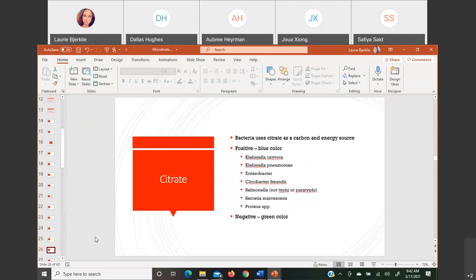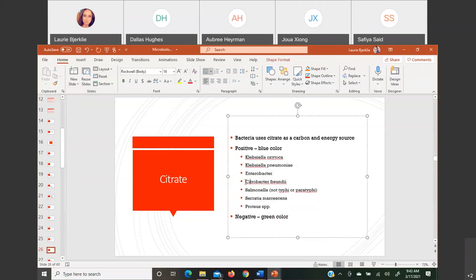And then citrate, which basically tests whether the bacteria will use citrate as a carbon or energy source. Positive will be a blue color, negative will be a green color. It's sometimes really hard to tell the blue from the green in that citrate tube. They look so similar sometimes, but positive is a blue color. So there are lots of citrate positive bacteria here. The Klebsiellas, that's a huge feature for Klebsiella. It's also a big feature for Proteus to be citrate positive.